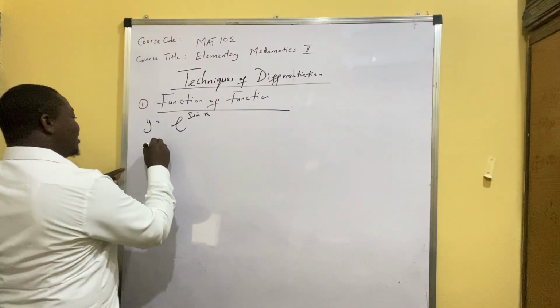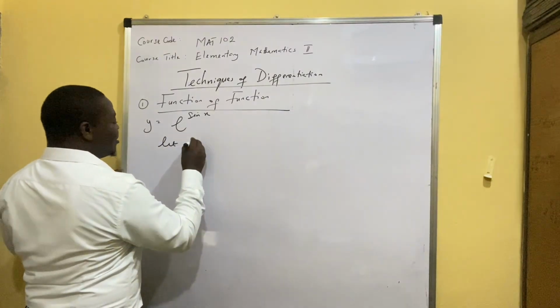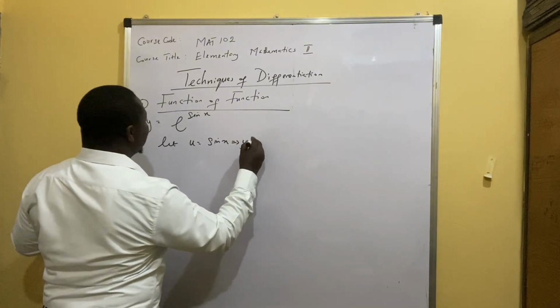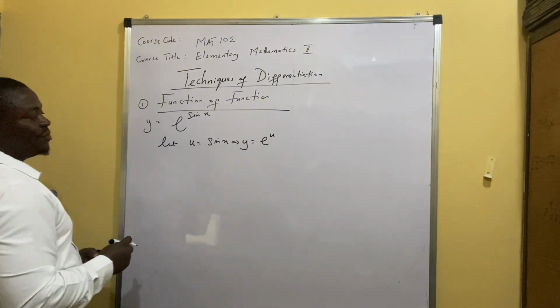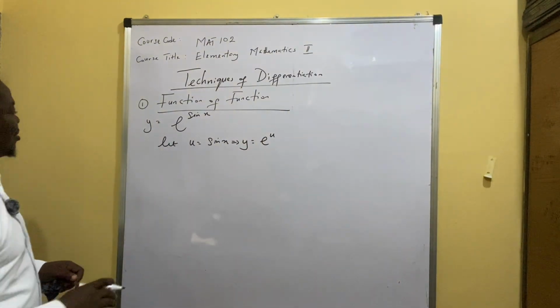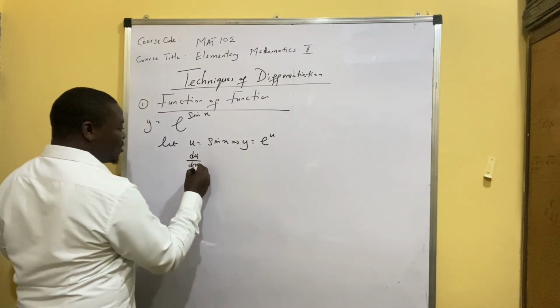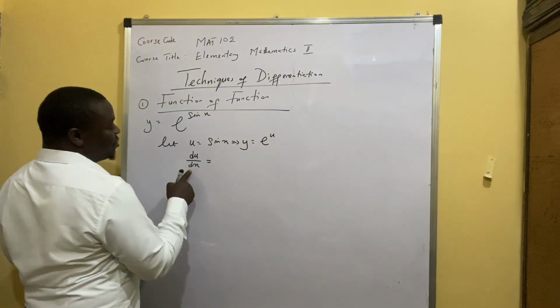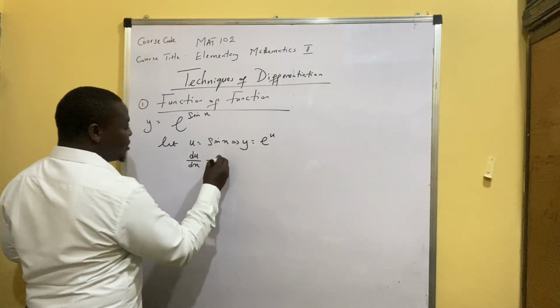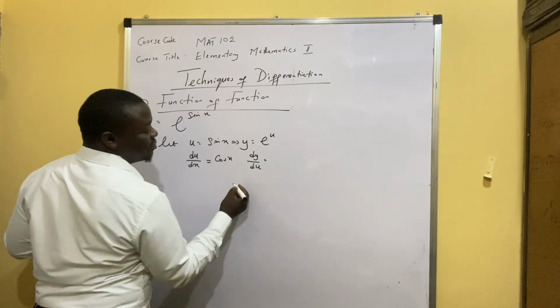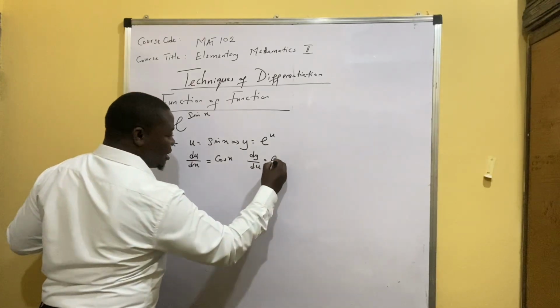Good. So we say that let u equal the one that has been inserted, so that y will now become exponential u. So is it clear? We just follow that definition. Don't forget that we need the derivative of u with respect to x, and the derivative of u with respect to x is cos x. Beautiful. Cos x. Now we need the derivative of y with respect to u. That will still remain e raised to u.